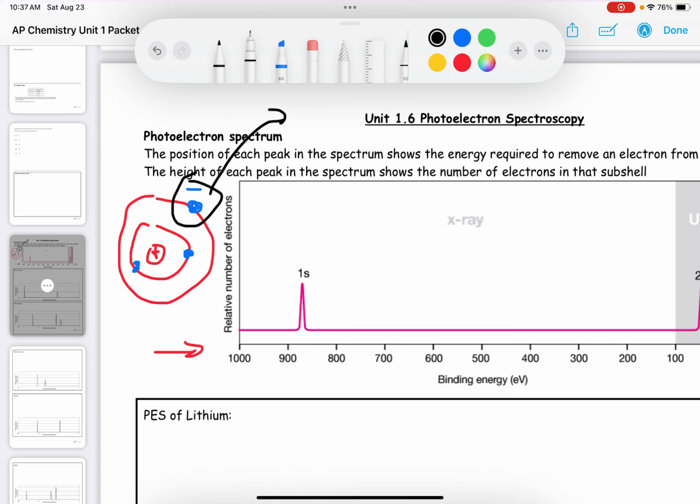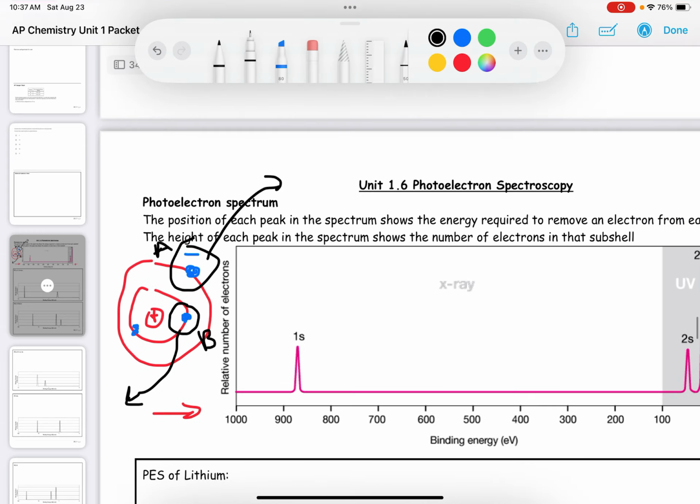Now, my question for you, though, is which electron do you think takes more energy to remove? The one that I've just circled, let's call that electron A, or one of these electrons that's closer to the nucleus there? Which one, electron A or electron B, do you think takes more energy to remove?